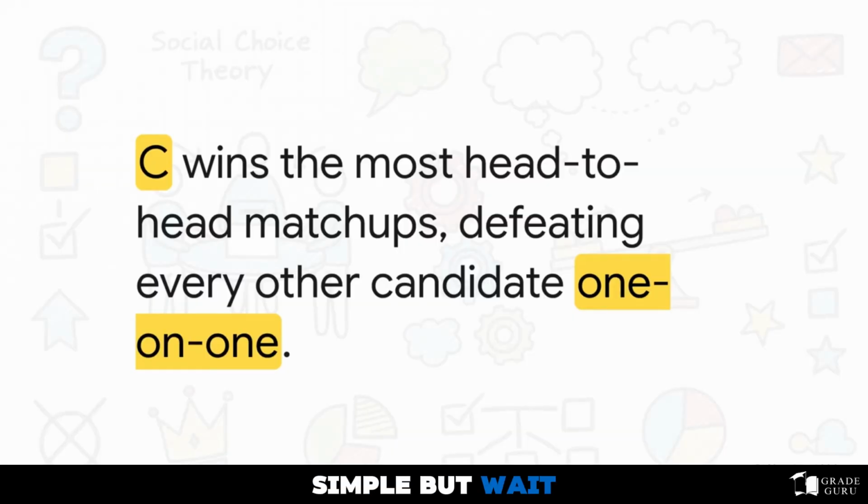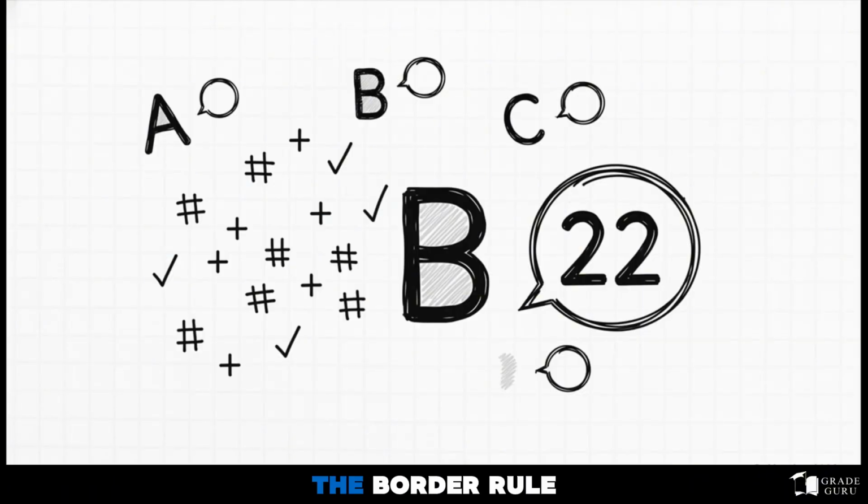Simple. But wait, let's switch to the Copeland rule and run those head-to-head matchups. When you do that, it turns out that C beats A, B, and D in one-on-one contests. So under this rule, C is the winner. A completely different outcome. Okay, how about the Borda rule? Let's give out points for each ranking, add them all up, and, believe it or not, candidate B comes out on top with 22 points.